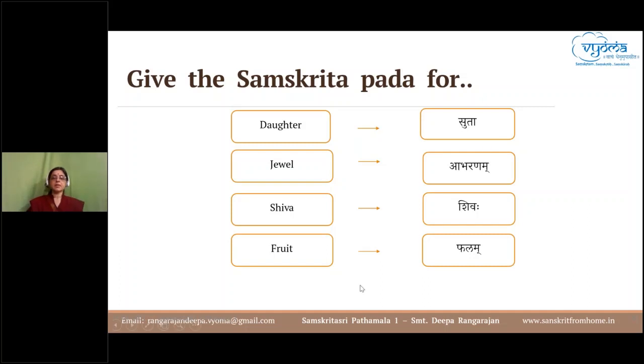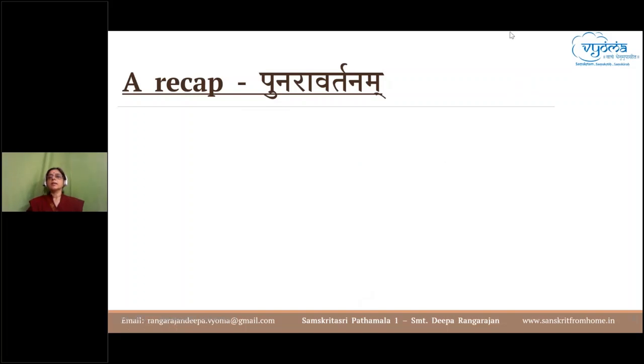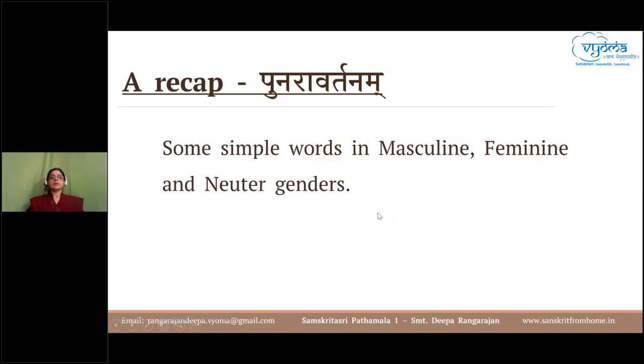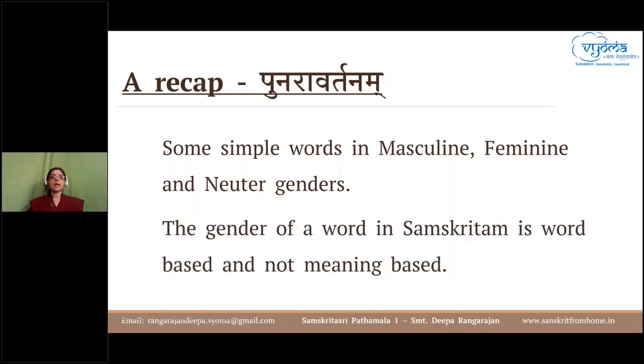I think that's all there is. So let us quickly revise what we just did, and then if there is time, I will take some questions as well. So we saw in lesson 2 some simple words in Pullingam, masculine, Strilingam, feminine, and neuter gender, Napumsakalinga words. And we saw that the gender of the word in Sanskritam is based on the word itself. So you learn the word along with the gender. Sometimes you can guess the gender based on the meaning, but that is not always possible in Sanskrit. This you should remember very clearly.